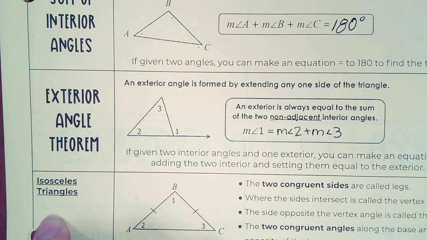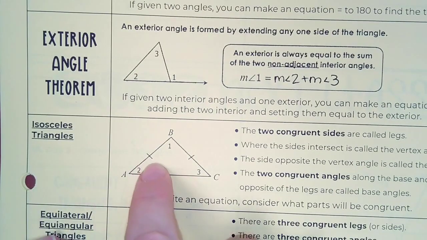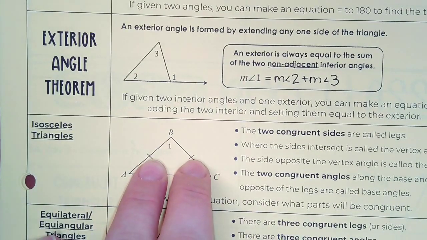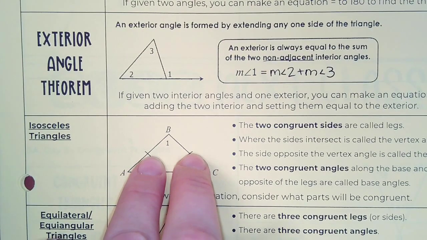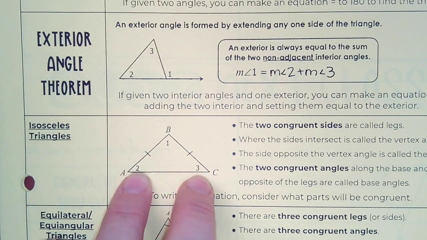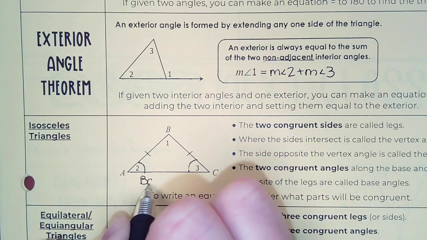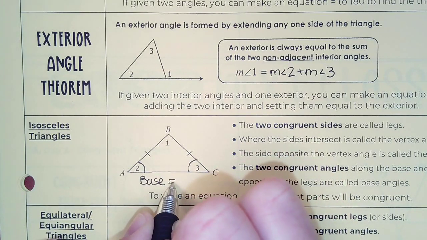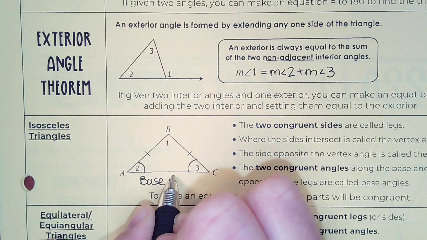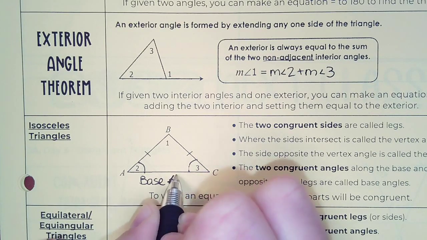Isosceles triangles. Remember last class I was talking about this. When we have 2 sides that are congruent, that's an isosceles triangle. We can say that these 2 base angles, 2 and 3, base angles are congruent.